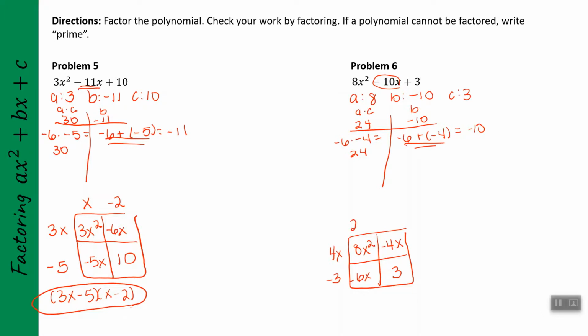4 times 2 is 8, and then I have another x on there. 2x times negative 3 gets me that negative 6x, which I needed. Perfect. 4 times, well, negative 1, and then x is already there. Negative 1 times negative 3 gets me positive 3. So perfect. My factors are 4x minus 3 and 2x minus 1. There we go.